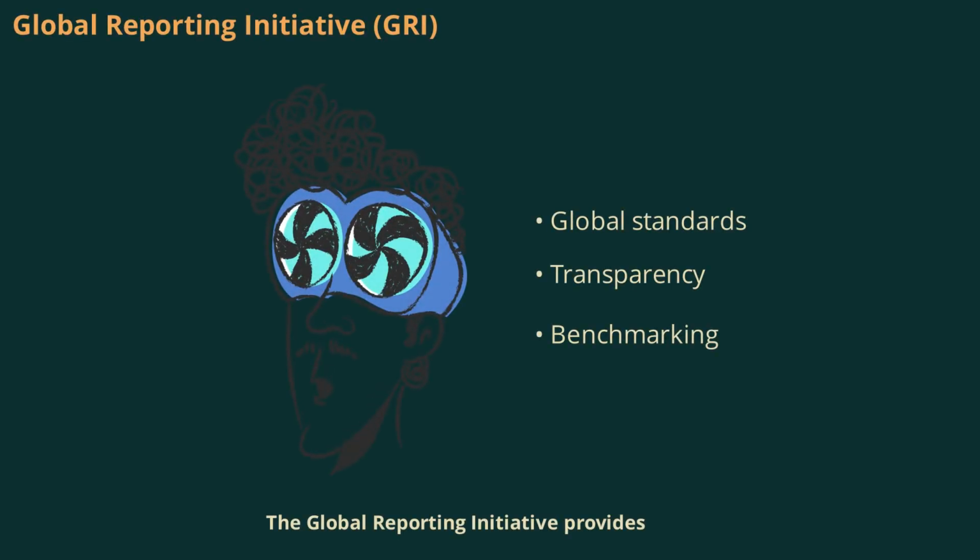Global Reporting Initiative provides widely accepted sustainability reporting standards. Organizations use GRI guidelines to disclose their environmental, social, and economic impact. By following these standards, companies can enhance transparency, build trust with stakeholders, and benchmark their performance against global best practices.